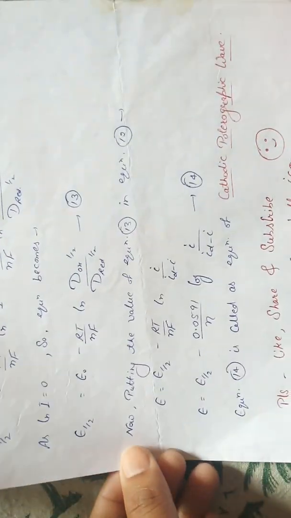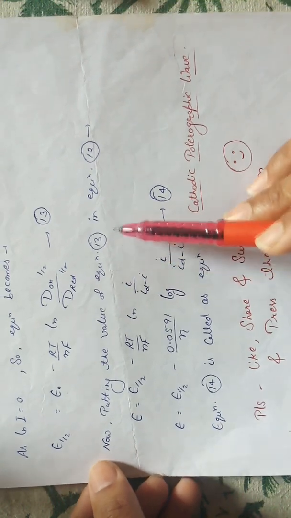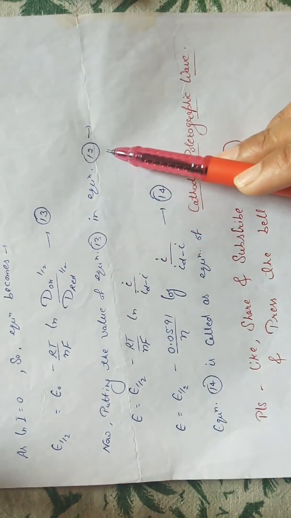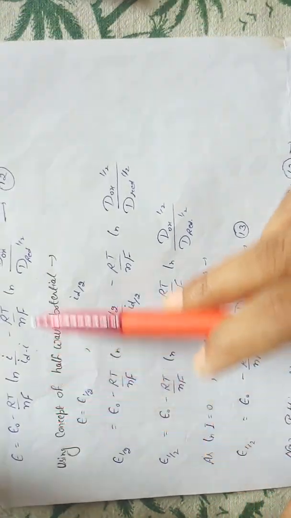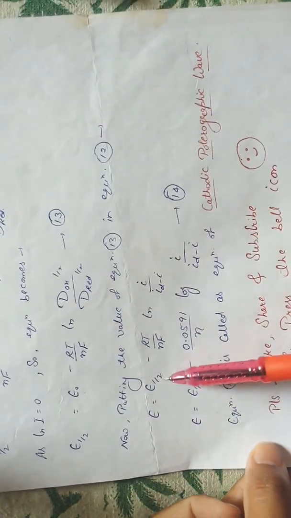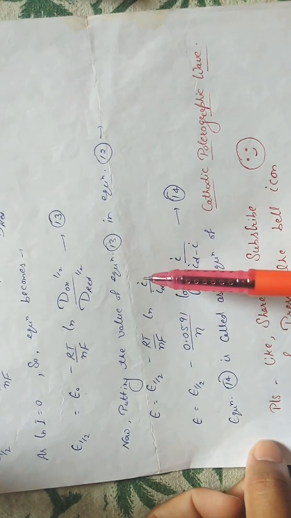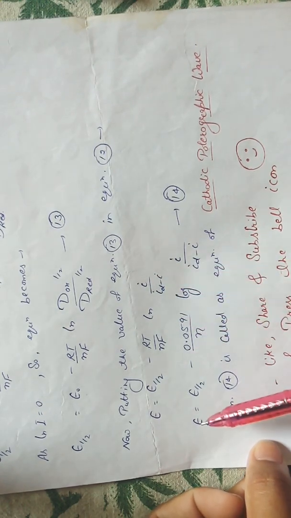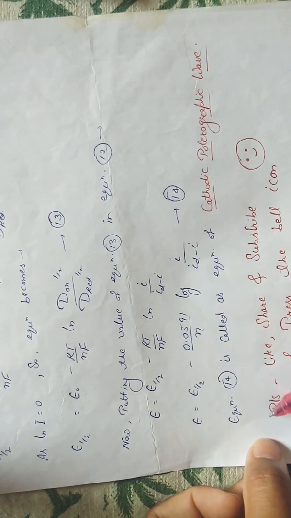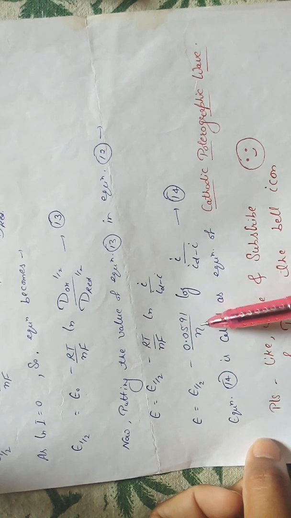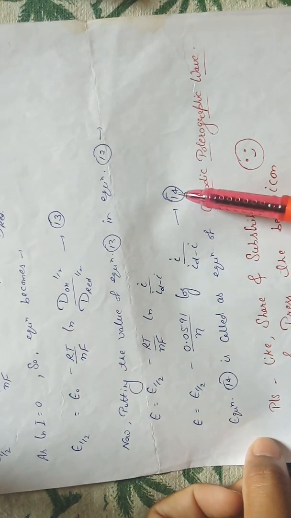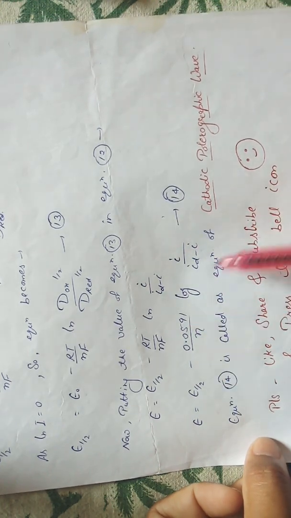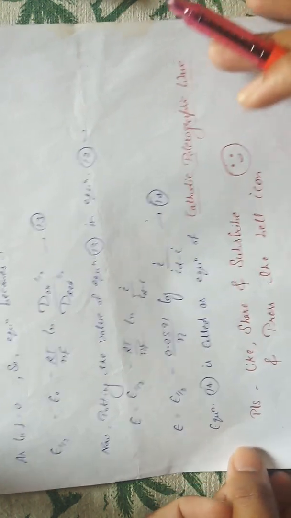Right guys? After that, now putting the value of equation number 13 in equation number 12. So let's put E is equal to E half minus RT by nF ln I upon ID minus I. So E is equal to E half minus 0.059 upon n log of I upon ID minus I. This is equation number 14, and equation number 14 is called the cathodic polarography wave.